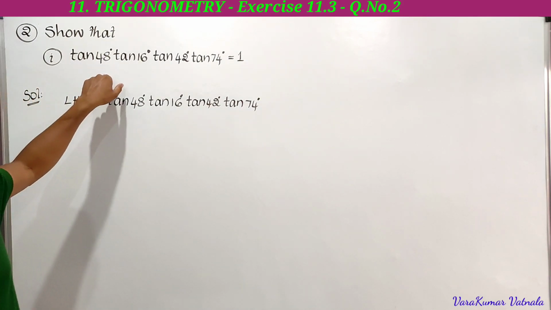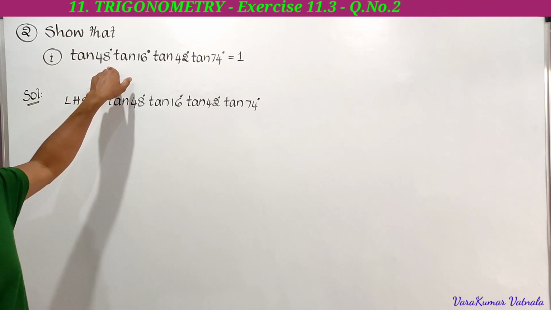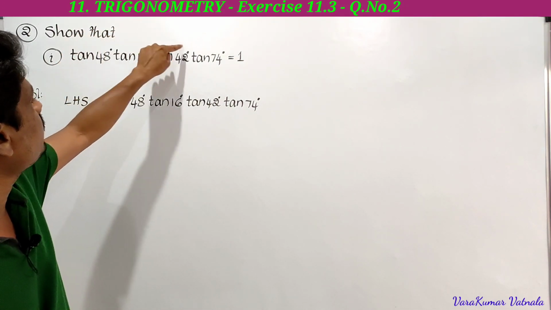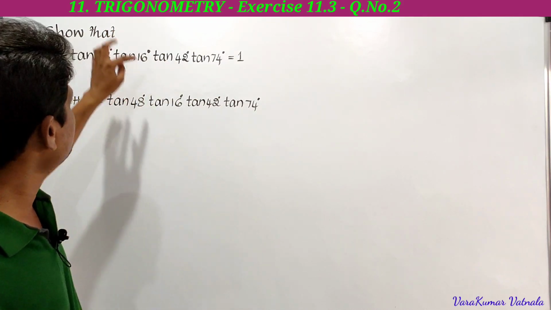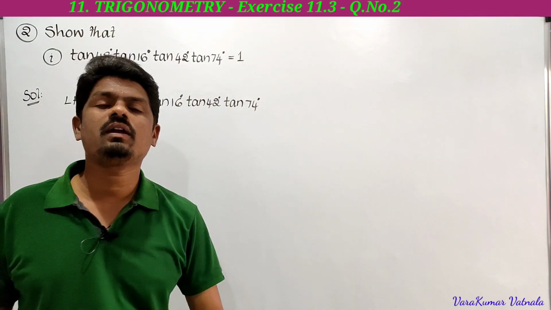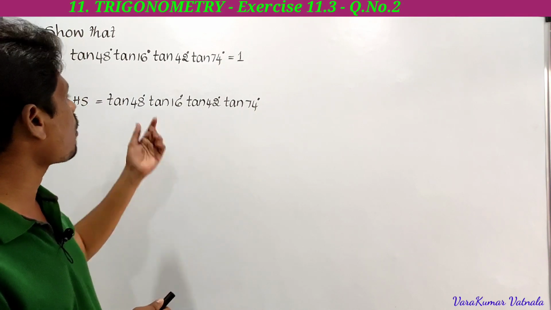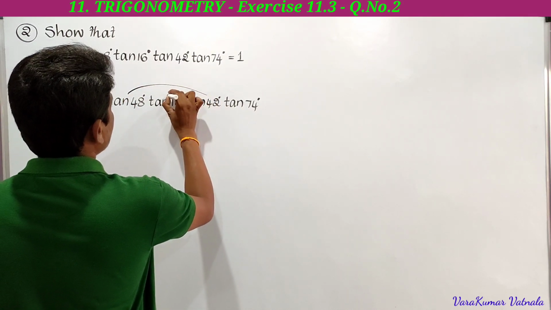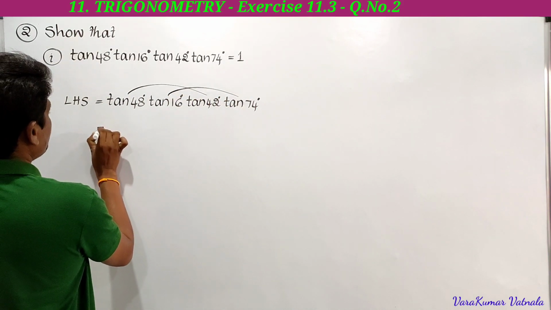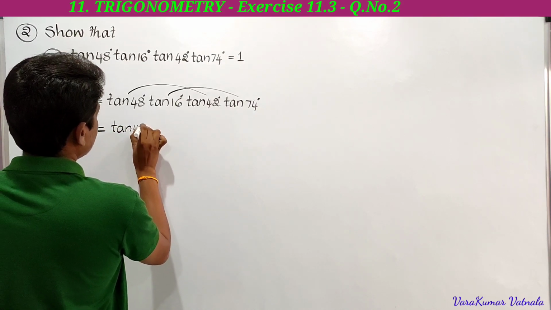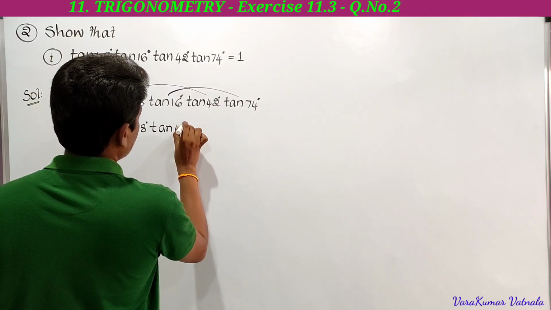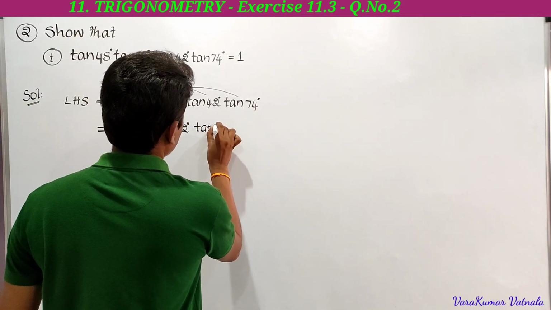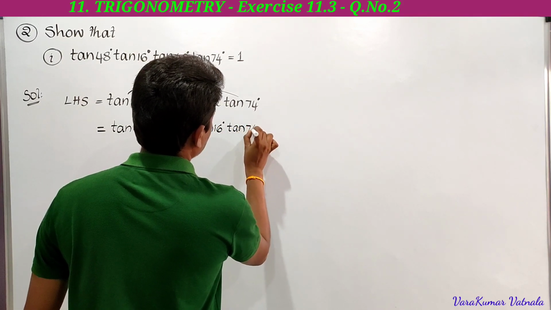So see here again, by observing the angles, we can find two pairs of complementary angles. So here 48 degrees and 42 degrees are a pair of complementary angles. In the same way, 16 degrees and 74 degrees are also a pair of complementary angles. So we have to write the complementary angles together. So I am writing tan 48 degrees into tan 42 together, and in the same way tan 16 into tan 74. See here how I am writing. Tan 48 degrees into tan 42, then tan 16 degrees into tan 74 degrees.